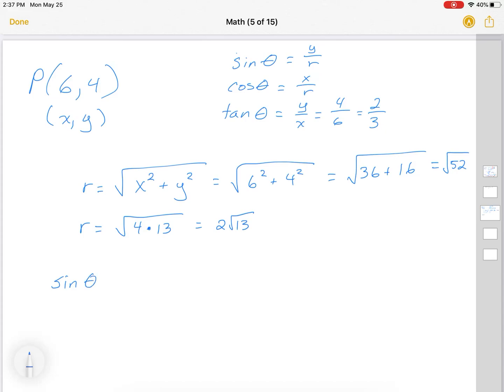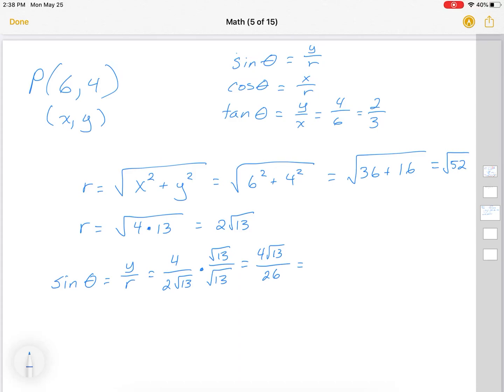Now, for my sine theta, well, that is y over r. Y is 4 over 2 root 13. So I've got to rationalize that denominator. So this is what we have to do. We have to multiply it by root 13 over root 13. So on the top, I'm going to get 4 root 13. And on the bottom, I'm going to get 2 times 13, which is 26.